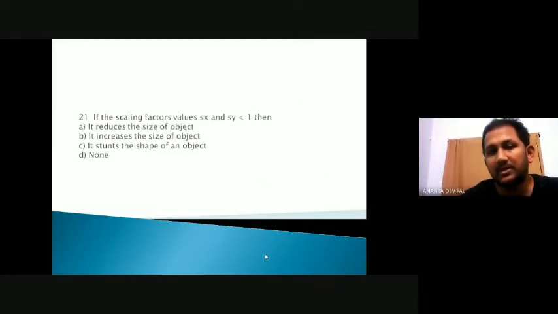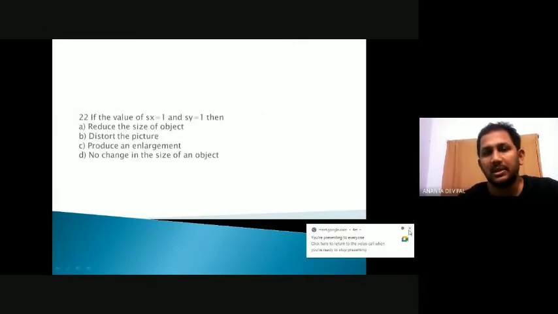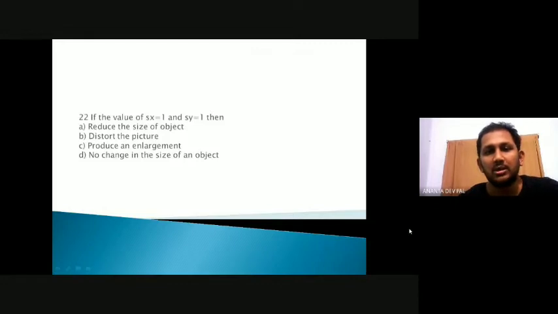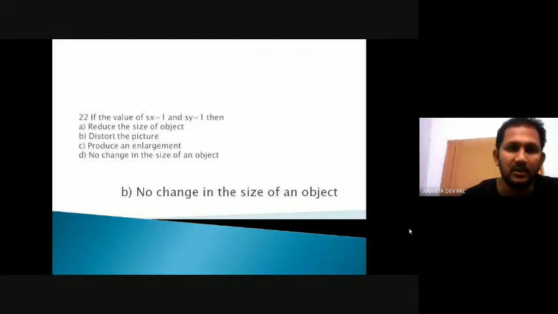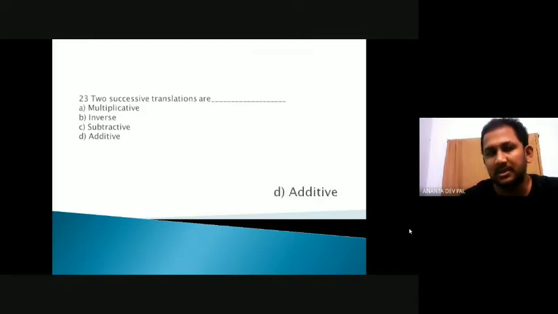If the scaling factor values Sx and Sy are less than 1, then it reduces the size of the object. Definitely it reduces the size of the object. If the values of Sx and Sy are 1 and 1, then no change of the object is done. That is D. Two successive translations are definitely additive. So for translation, the result is additive.